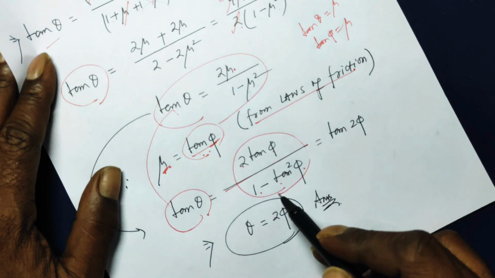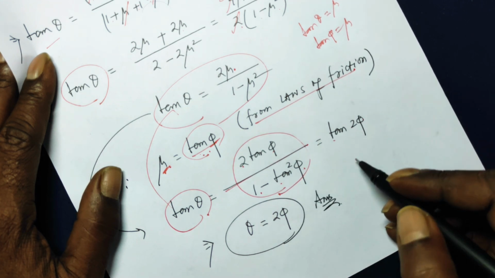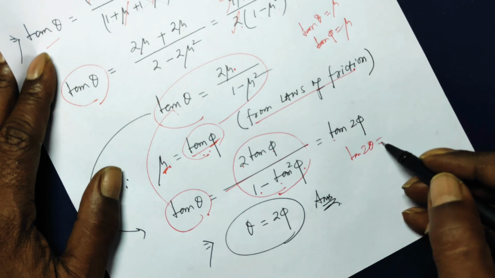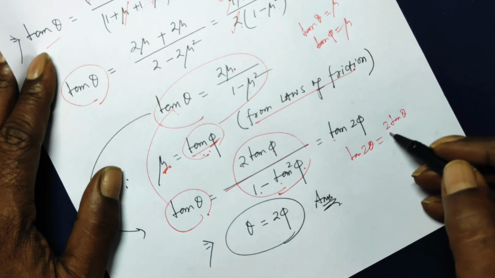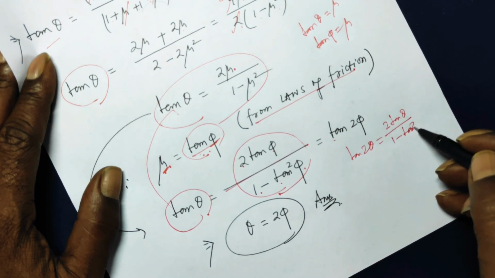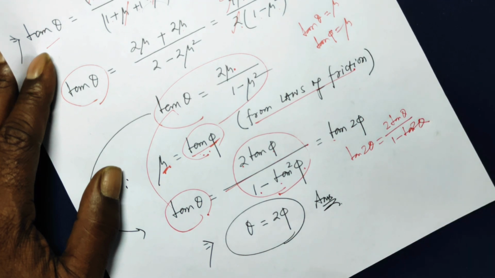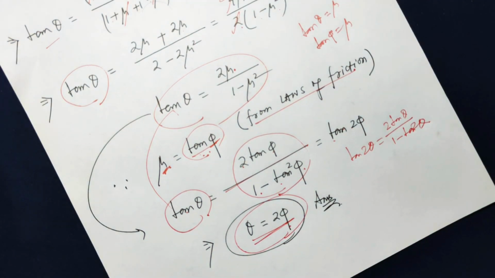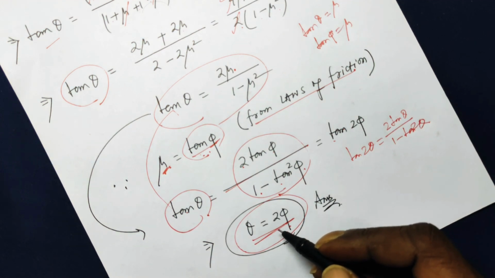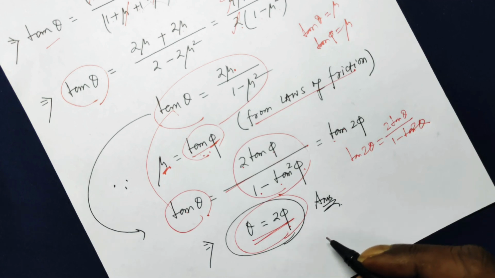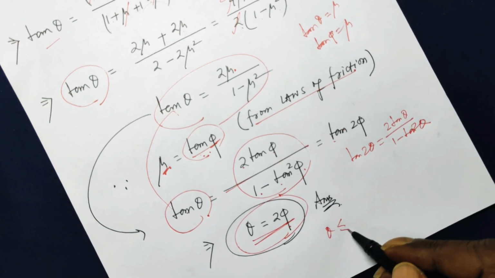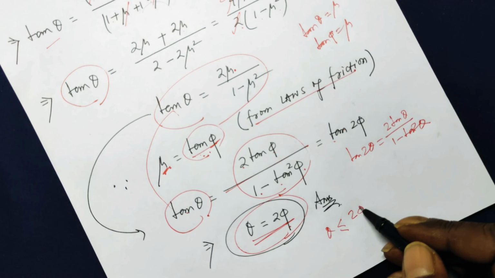This from trigonometry is tan of 2 phi, because tan of 2 theta is equal to 2 tan theta over 1 minus tan square theta. So take the inverse function, so your theta is equal to 2 times phi. So means this is the minimum, this is the maximum value. So theta should be less than or equal to 2 phi.